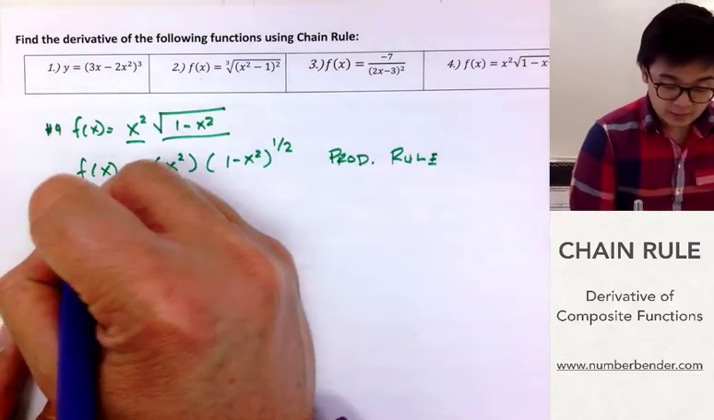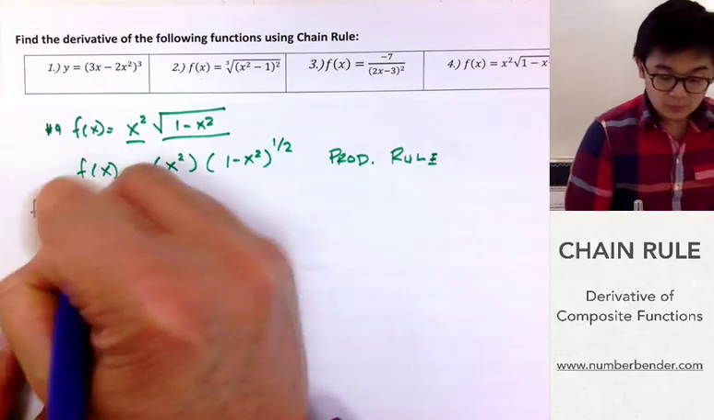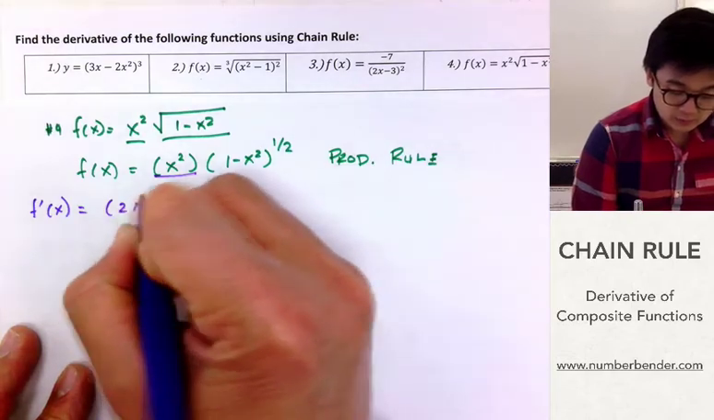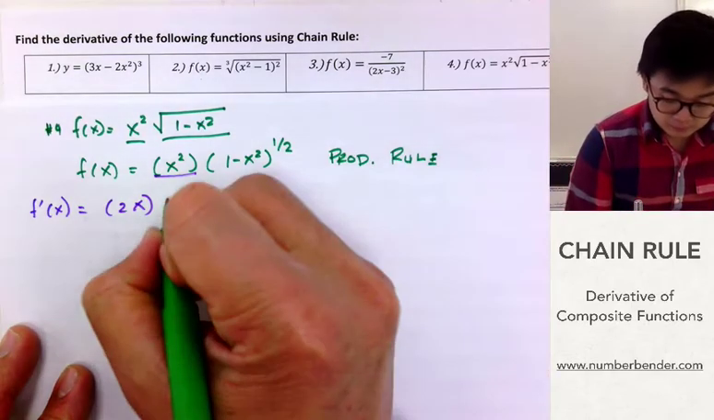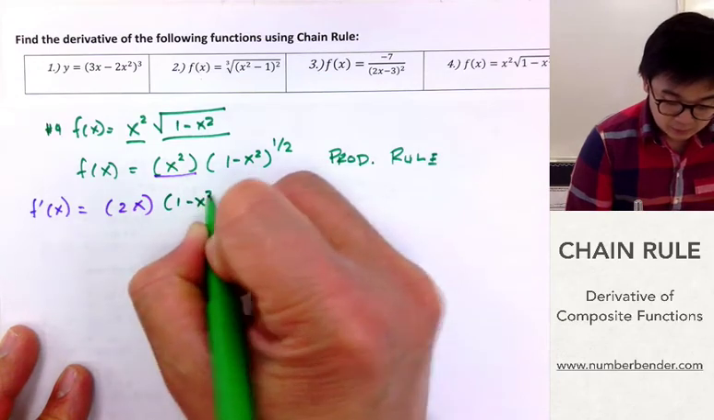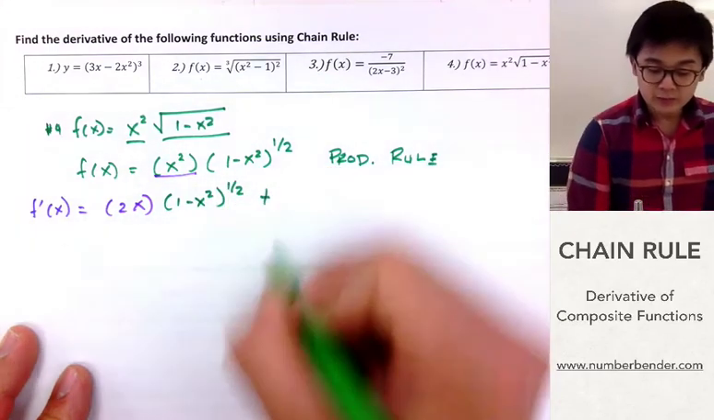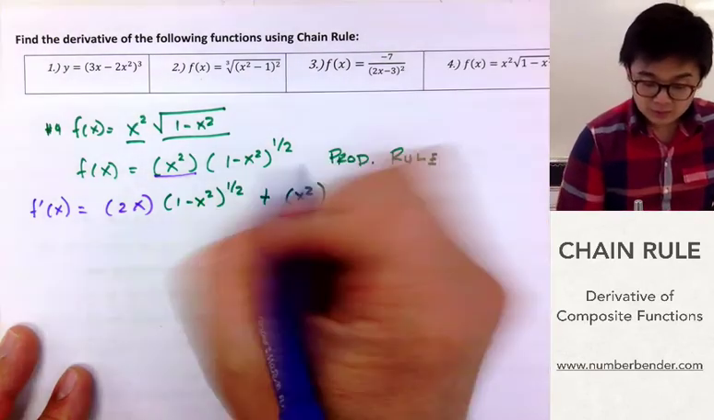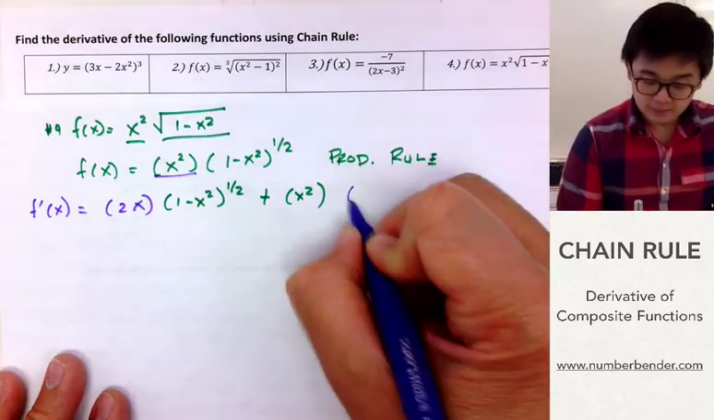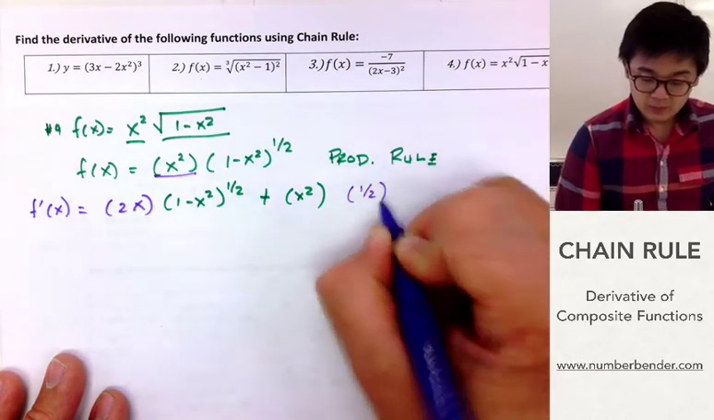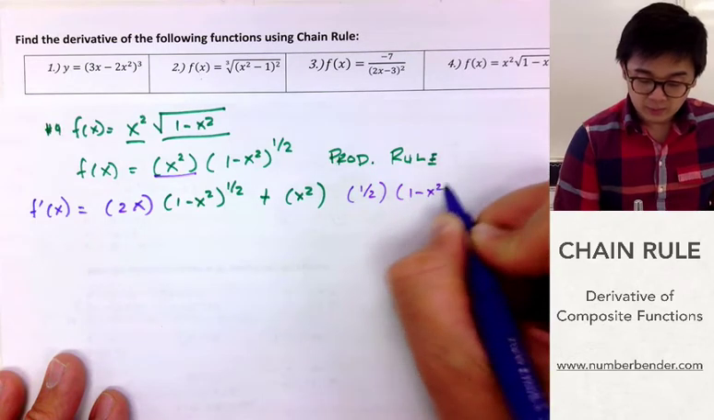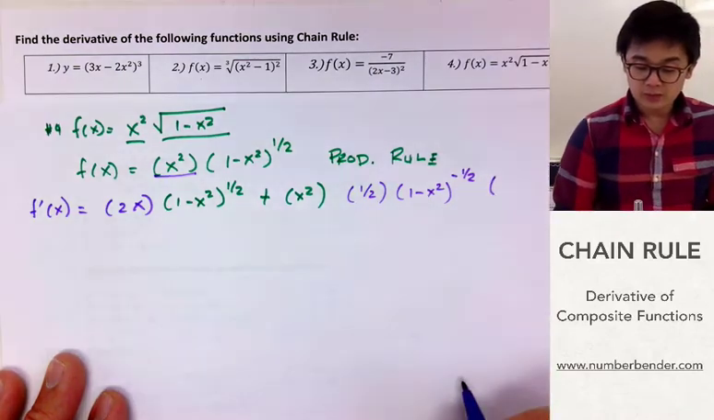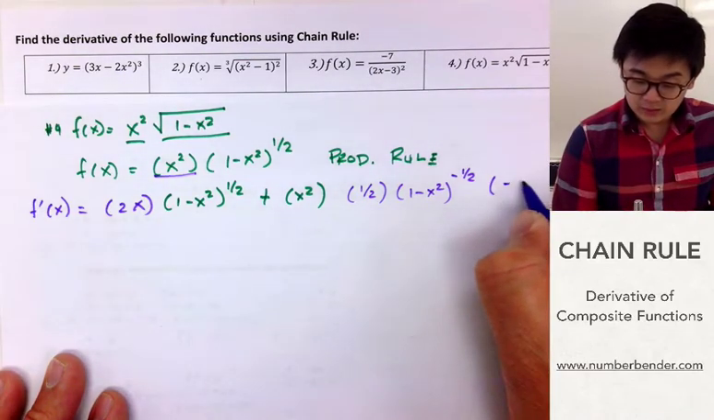So let's go ahead and take f prime of x, which is the derivative of the first. So I'll have 2x. I'll copy my second term, add it to the copy of my first term, multiplied by the derivative of the second term. So we'll have 1/2 times 1 minus x squared. 1/2 minus 1 is negative 1/2, multiplied by the derivative of the inside, which is negative 2x.